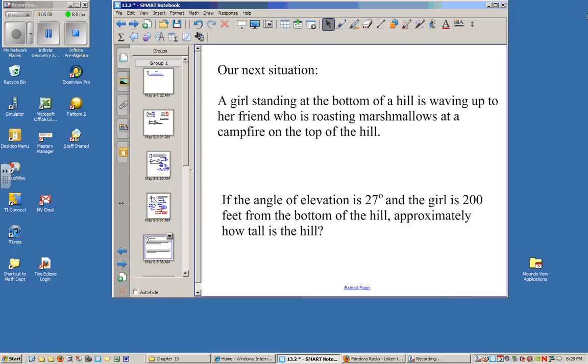The next situation we're going to look at is a girl standing on the bottom of a hill, and she's going to wave up to her friend who's roasting marshmallows at a campfire on the top of the hill. They tell us that the angle of elevation is 27 degrees, and the girl's 200 feet from the bottom of the hill. So they want us to find how tall the hill is. Before we get into that, we need to get some vocab, because what is this angle of elevation here? We have to figure out what that means.